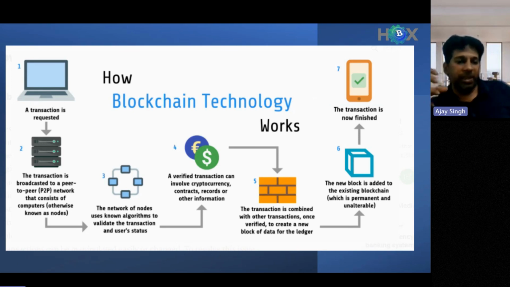Each node will independently validate that transaction request: what has been requested, what has been invoked. In case a value transfer has been invoked, each of those nodes will check whether that value transfer is correct or not. What is the person or entity trying to transfer, and does he have that value? Those checks and balances are applied.